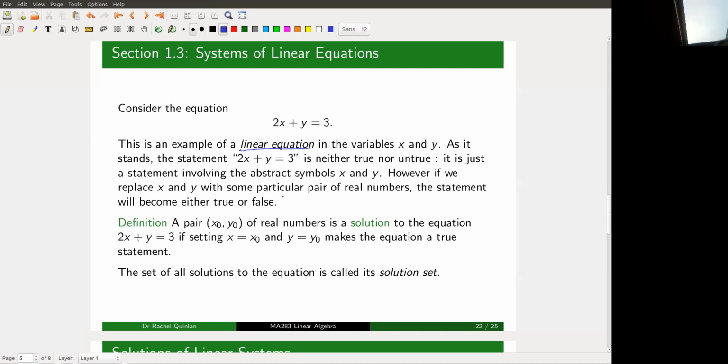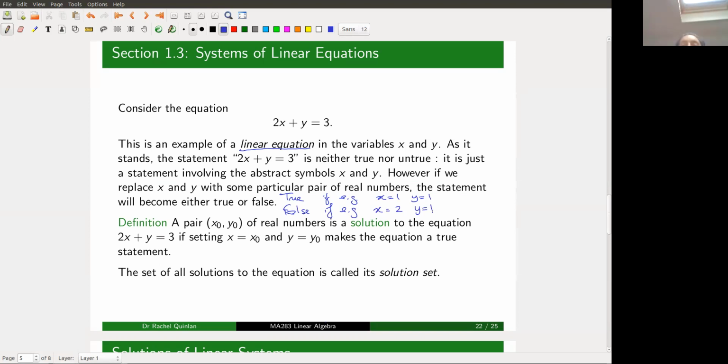So for example, it's true if x equals 1 and y equals 1. And it's false, for example, if x equals 2 and let's say y equals 1, because in that case, we'll get 2 times 2 plus 1, which is not 3.